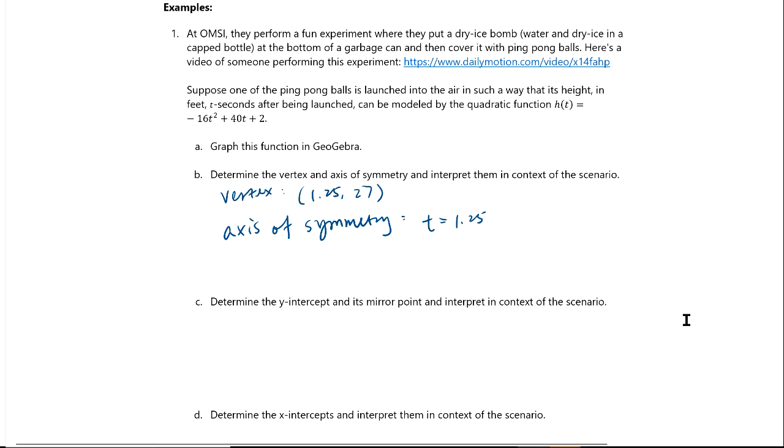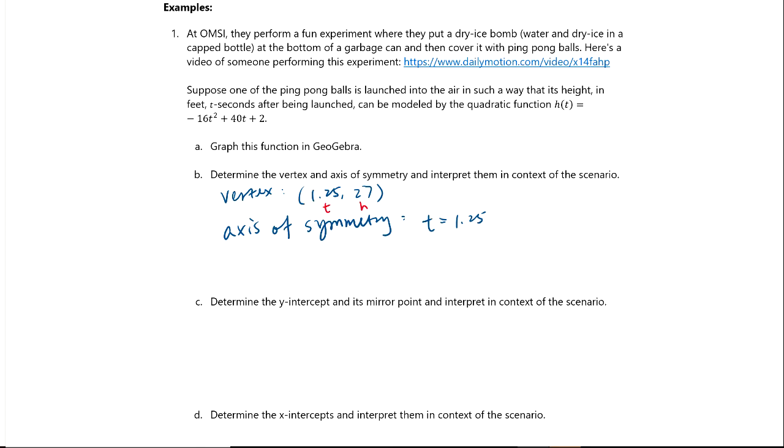Now we want to think about what the vertex and the axis of symmetry tell us in the context of the scenario. First, for the vertex, we have 1.25 comma 27. If we look at what each coordinate represents, the independent variable is t, the number of seconds after the ping pong ball was launched, and 27 is the height, measured in feet.